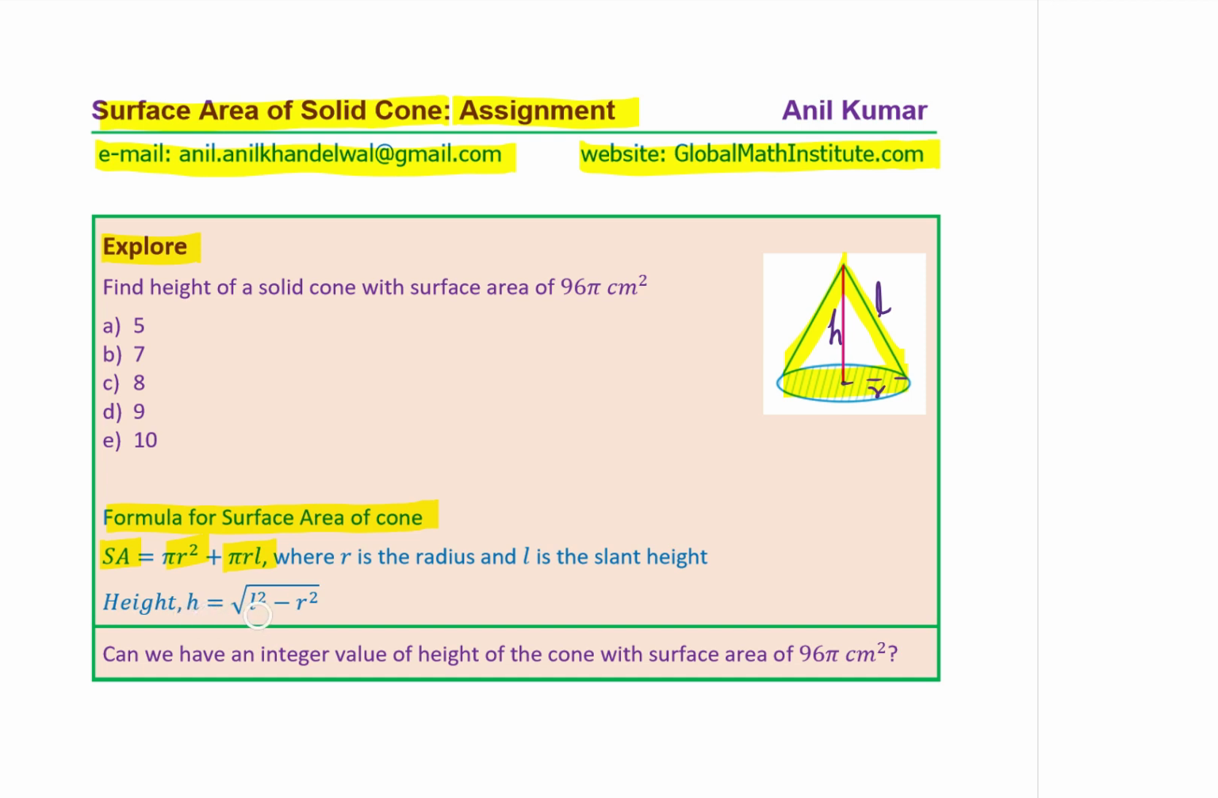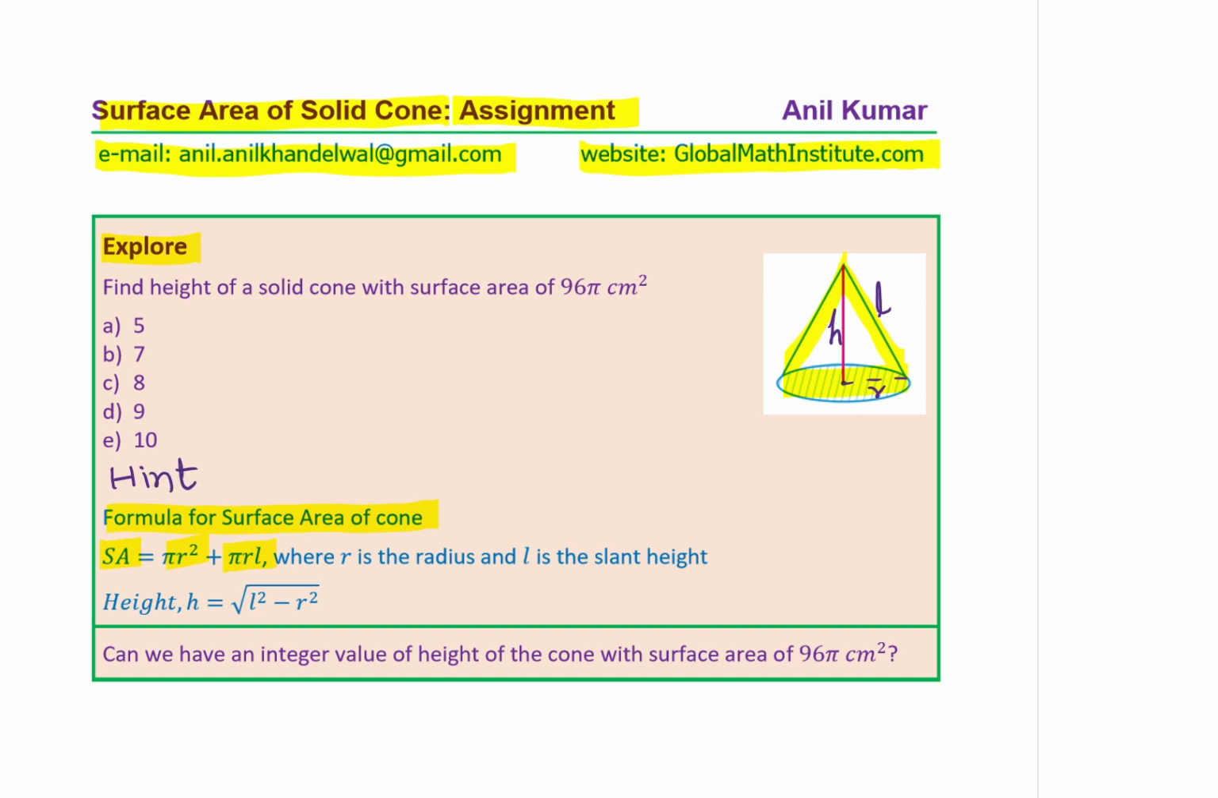The height of the cone can also be found once you find R and L by Pythagorean theorem. Height is equal to square root of L square minus R square. Correct? So that is how you need to solve this question. So that's a good hint for you. So I hope that helps.